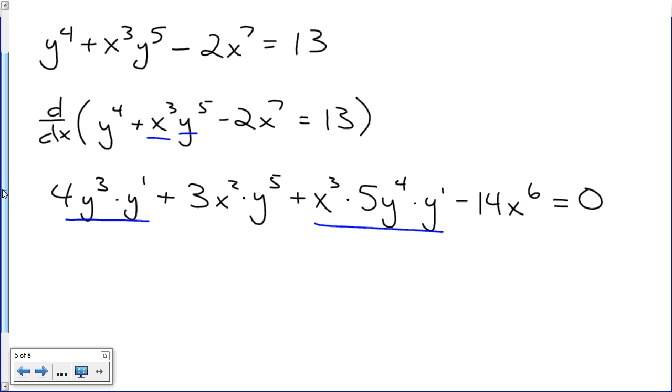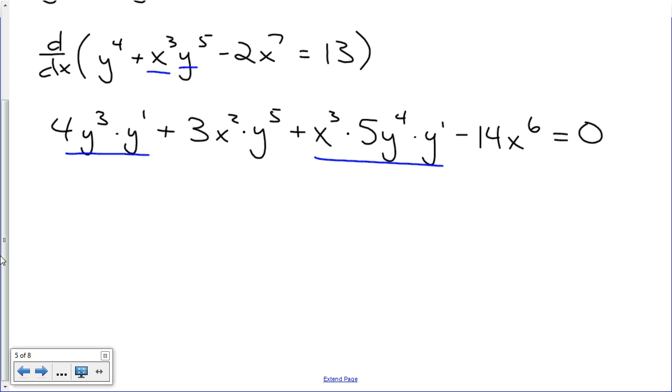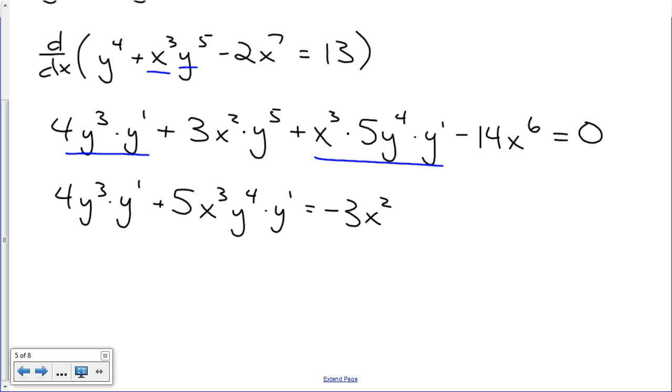So I want to keep those over here on the left side, and I'm going to end up moving everything else over to the right side. So I've got 4y cubed times y prime plus, I'll write the 5 out front, 5x cubed y to the 4th times y prime. And I'm going to move everything else over to the right. So I'm going to have a negative 3x squared y to the 5th, and then adding the 14x gives me plus 14x to the 6th.